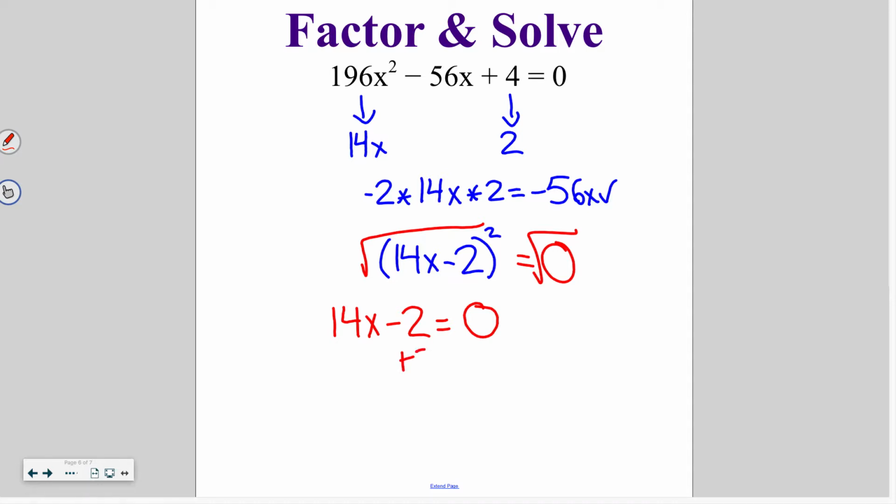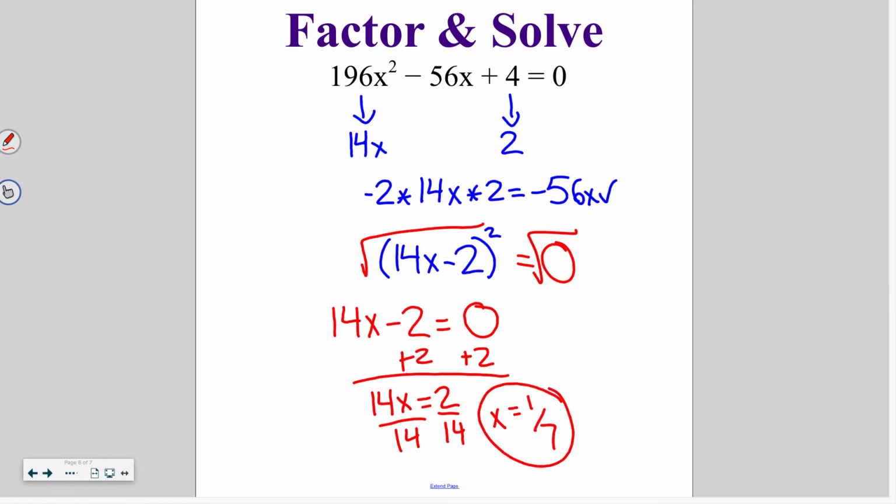So I'm going to add 2 to both sides, which gives me 14x is equal to 2. Dividing by 14 would give me an answer of x is equal to 2 over 14, which reduces to 1 over 7. So I only get one answer here because that perfect square trinomial was equal to 0.